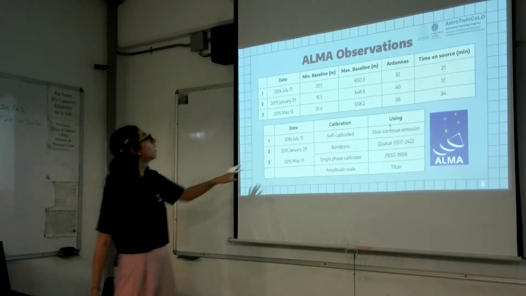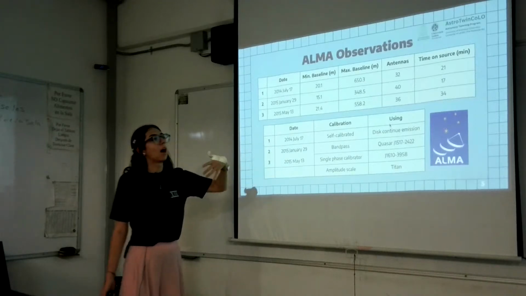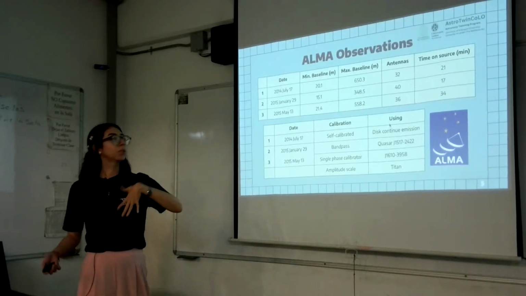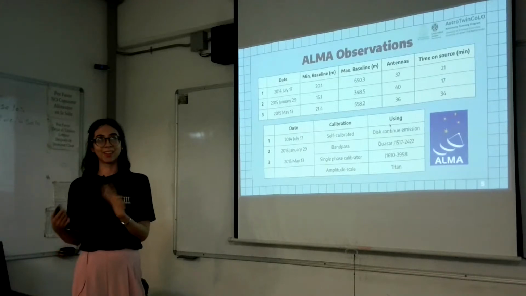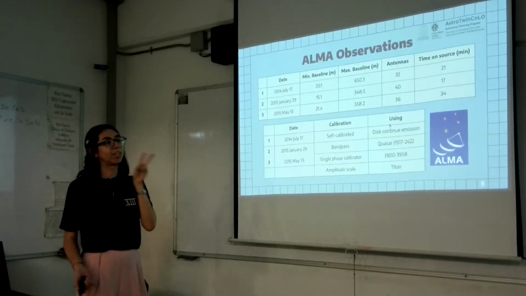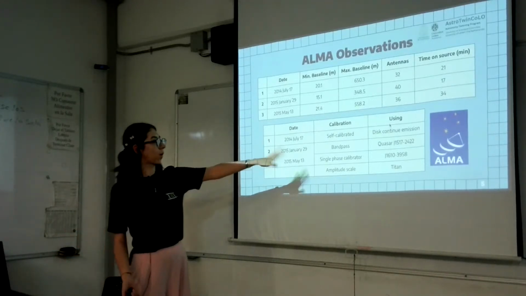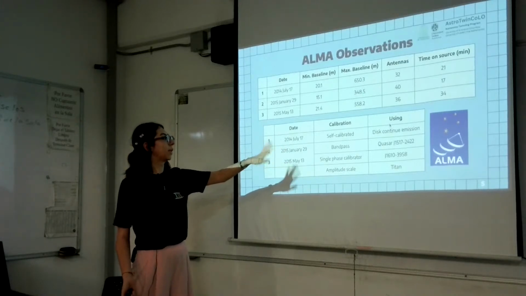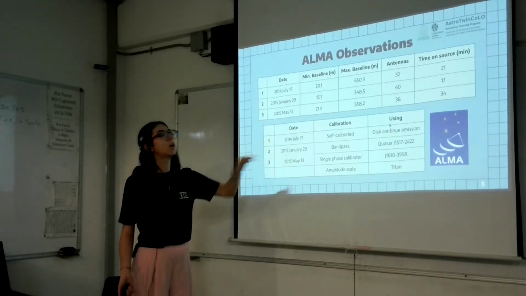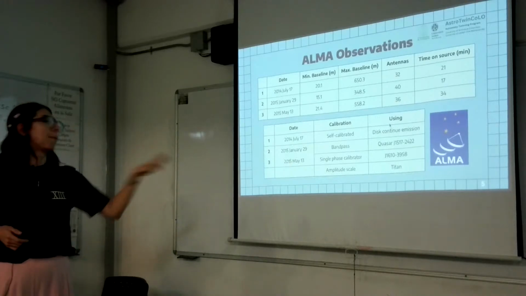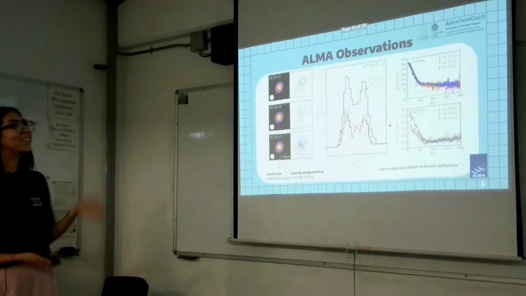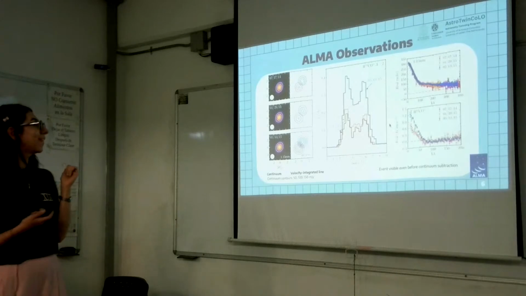So for example, for the first observation, we had a self-calibration with the continuum measurement on the disk. And on the second and third ones, this quasar was used to calibrate the bandpass, and Titan was set to the amplitude scale. These are the results that were obtained with ALMA.